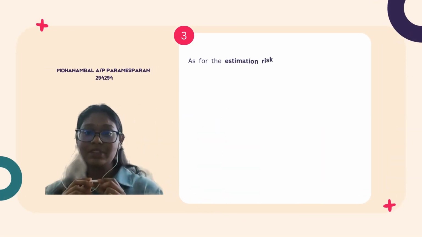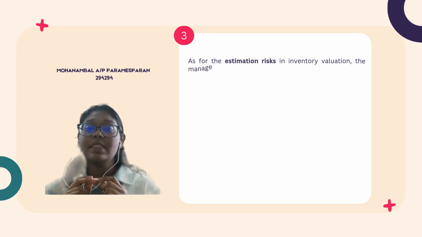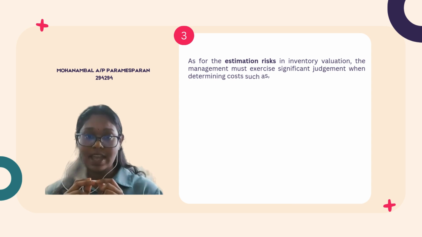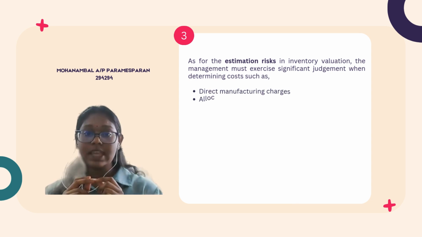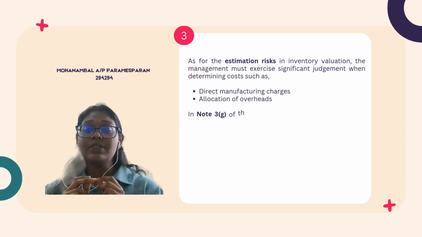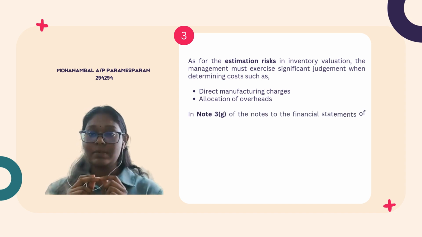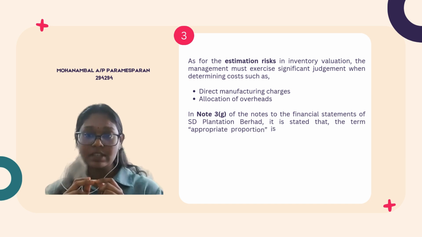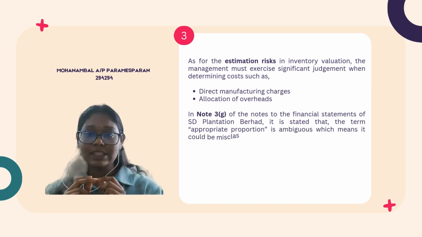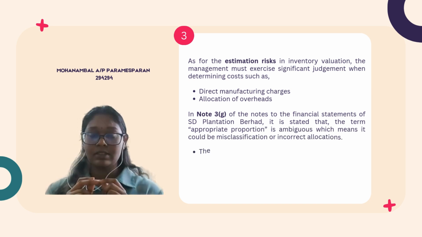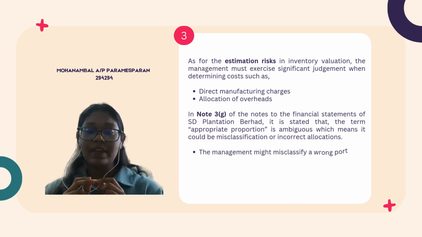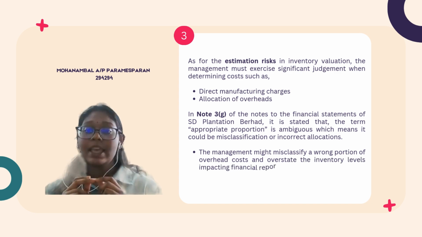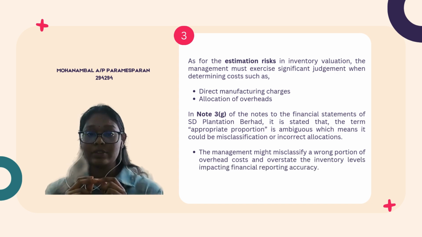Lastly, as for the estimation risk in inventory valuation, the management must exercise significant judgment when determining costs such as direct manufacturing charges and allocation of overheads. In the financial statements of SD Plantation Berhad, it is stated that the term appropriate proportion is ambiguous, which means it could lead to misclassification or incorrect allocations. The management might misclassify a wrong portion of overhead cost and overstate the inventory levels, impacting the financial reporting accuracy.